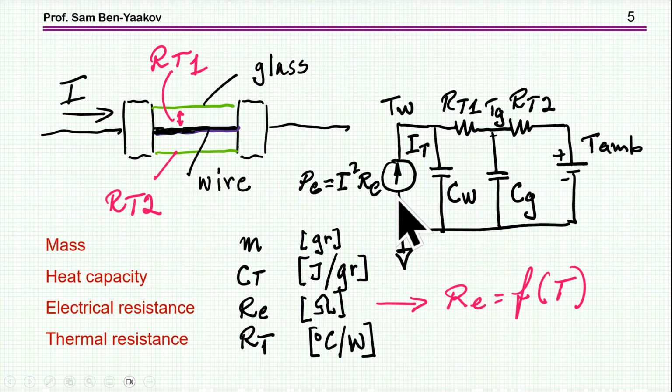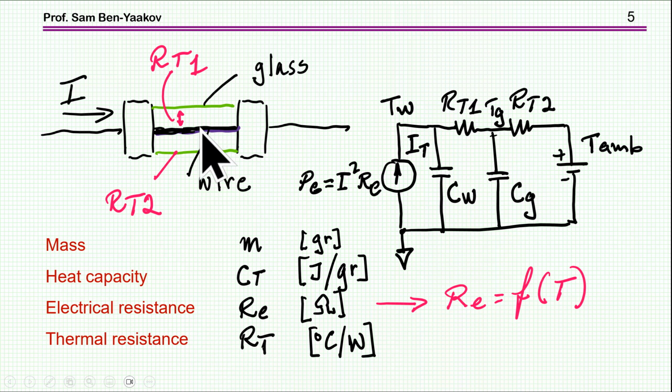What we see here is a classical equivalent circuit of a thermal network. We see the power coming in, which is emulated by a current source. This is I squared Re, where Re is the resistance of the wire. This voltage here would be the temperature of the wire. Then we have the heat capacity of the wire itself, thermal resistance to the glass, thermal capacity of the glass, and thermal resistance across the glass to the ambient.